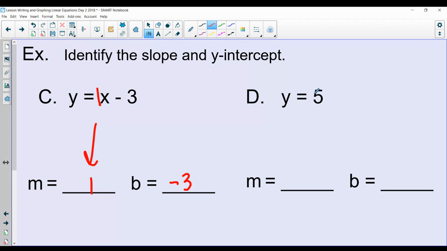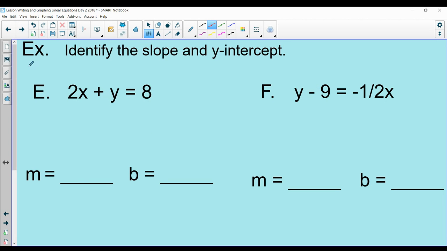Now on this one, there is no x. There's y equals. So since there is no x right here, that means the slope is 0. This could have also been written as 0x plus 5. Because this is just a number and it doesn't have an x, that means that is the y-intercept.